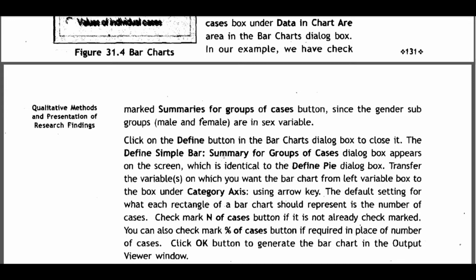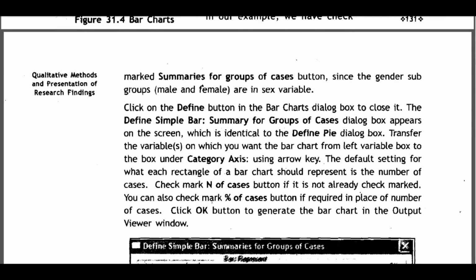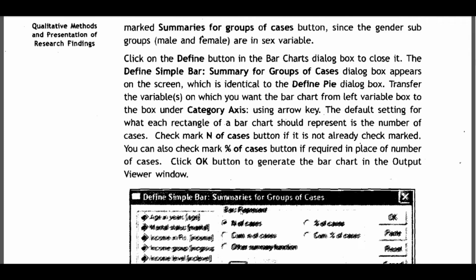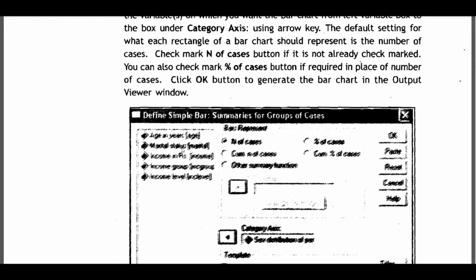The define simple bar summaries of groups of cases dialog box appears on the screen, which is identical to the define pie dialog box. Transfer the variable on which you want the bar chart from the left variable box to the box under category axis using the arrow key. The default setting is that each rectangle of a bar chart represents the number of cases. Check mark the N of cases button if it is not already check marked. You can also check mark the percentage of cases button if required, in place of number of cases. Click the OK button to generate the bar chart in the output view window.